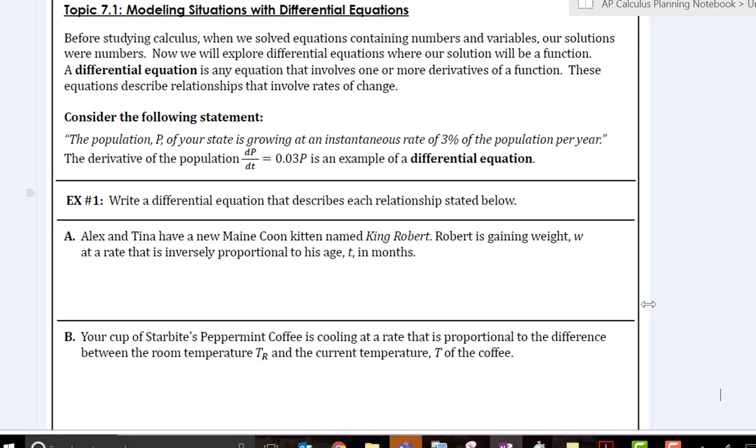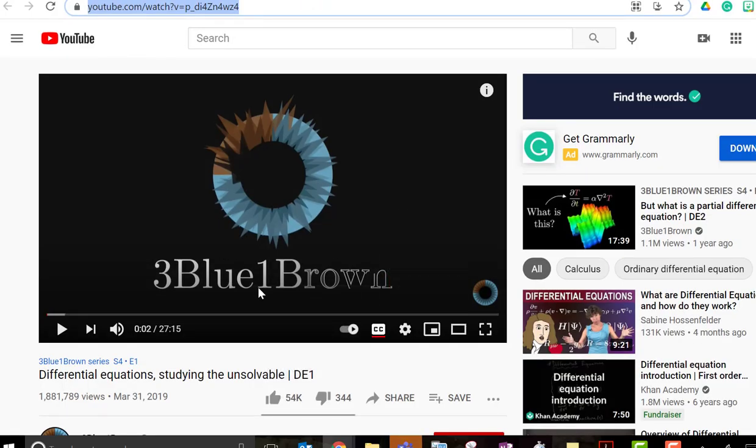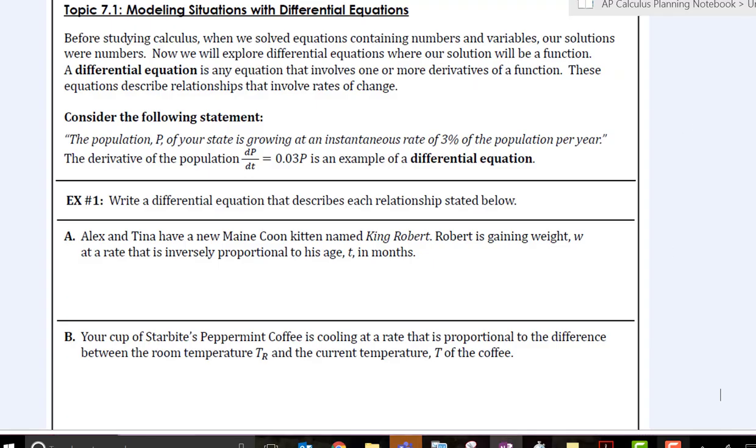So rocket science is literally a utilization of differential equations. A lot of engineering fields use differential equations. There's a super great video, 3 Blue 1 Brown, one of my favorite YouTube channels, that talks about kind of solving and studying the unsolvable and looking at the study of differential equations. If you have some extra time on your hands and you're very curious, I highly recommend it.